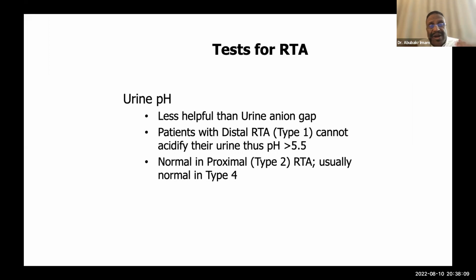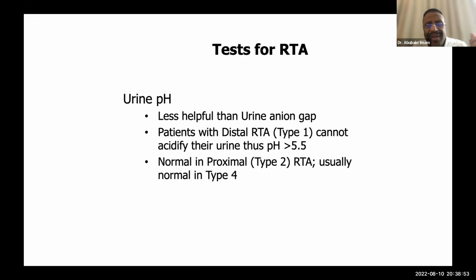Urine pH, if you remember, I mentioned the threshold. However, it's less helpful than the urine anion gap. But remember that in the distal part, which is type 1, those patients under any circumstances cannot acidify their urine properly. That's why their urine pH most of the time is above 5.5. However, in patients with proximal RTA, it can vary depending on their threshold. Before they reach the threshold, if they get bicarb and you check their urine, the urine will be alkalotic. Now, they can acidify the urine very well.